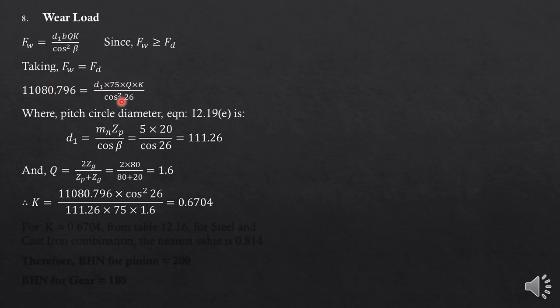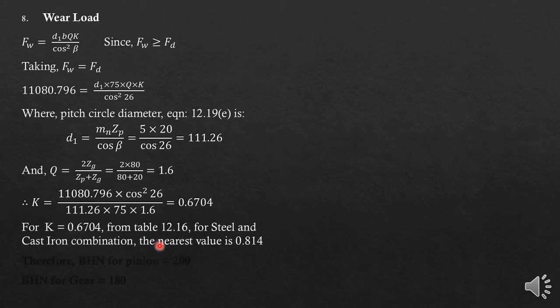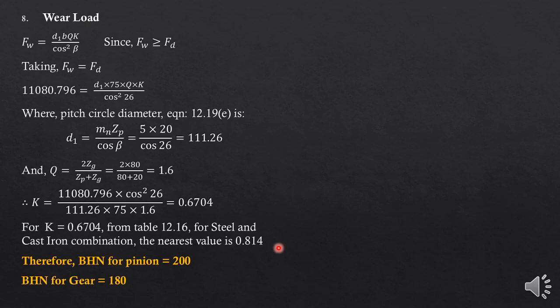Now you see that in table 12.16, for K equal to 0.6704, and for steel and cast iron, the pinion being made of steel and gear being made of cast iron, for this particular combination, you will see that the closest value in the handbook is 0.814. And for K equal to 0.814, we see that the Brinell hardness number for pinion turns out to be 200, and Brinell hardness number for gear turns out to be 180. So that's how we solve problems on helical gears.